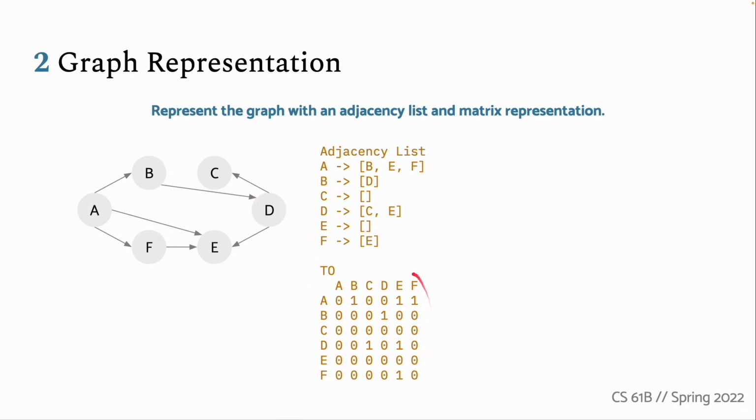For our adjacency matrix representation, we see that A is not pointing at itself, A is pointing at B, A is pointing at E, and A is pointing at F. So those are all the ones in A's row. Likewise, B is only pointing at D, so everything else is zeros. C isn't pointing at anything, so this whole row is going to have only zeros. D is pointing at C and E, so those two are going to be ones. E is pointing at nothing like C is, so it's all going to be zeros. And F is just pointing at E.